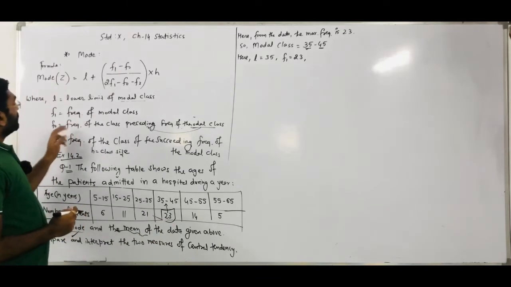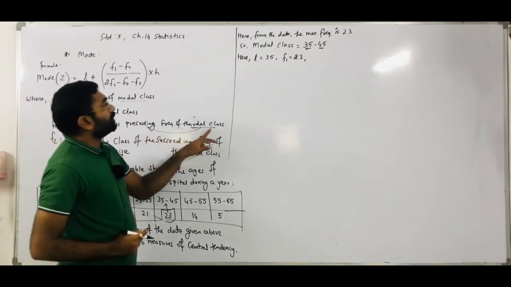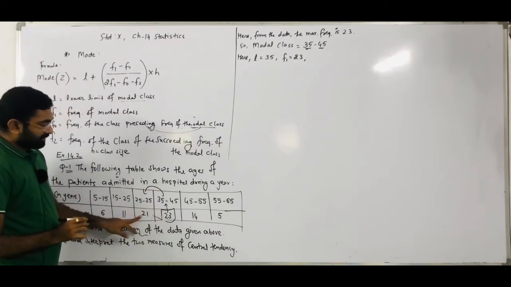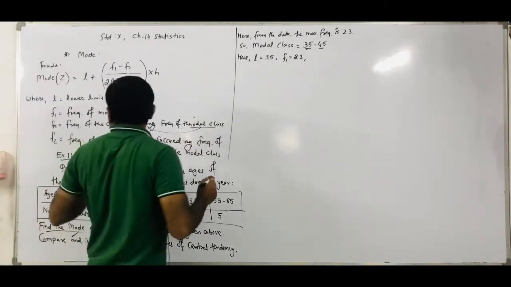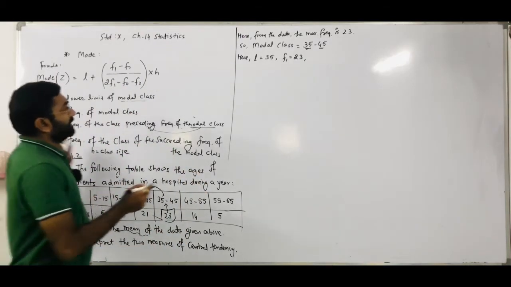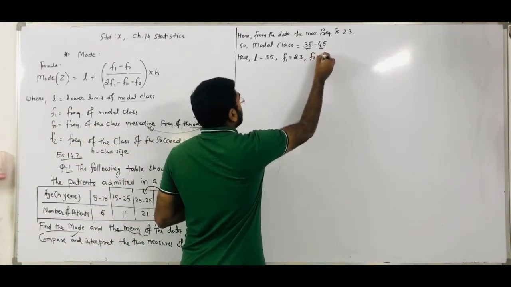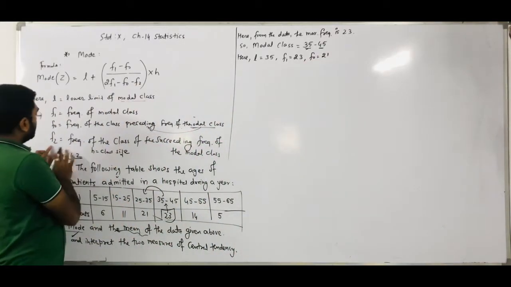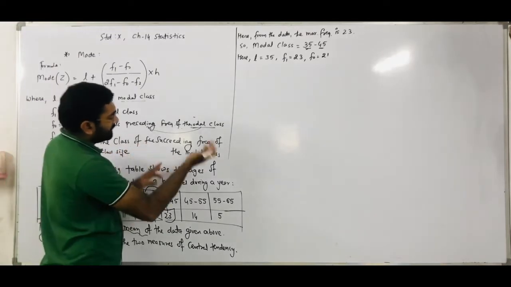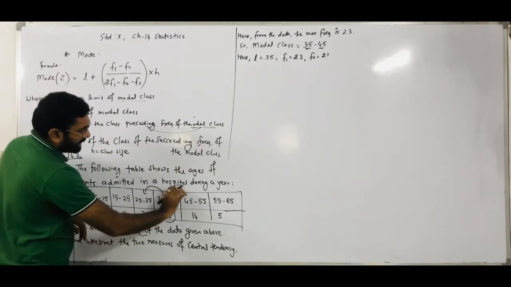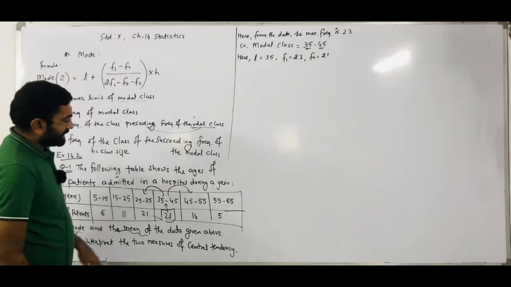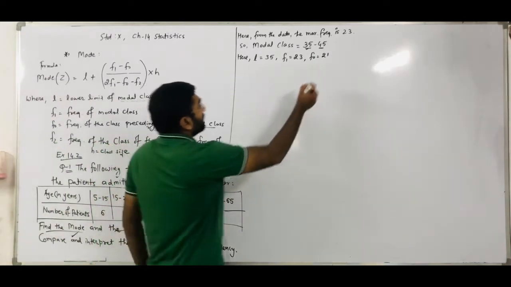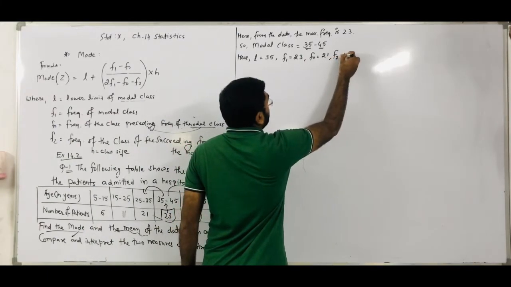Now the F0 value, the frequency of the class preceding the model class. The model class is 35 to 45 and its preceding class frequency is 21, so F0 is 21. Then the F2 value, the frequency of the class succeeding the model class. The next class is 45 to 55 and its frequency is 14, so F2 is 14.